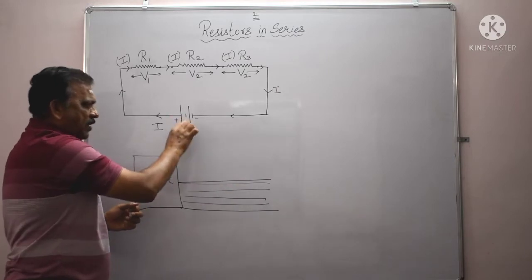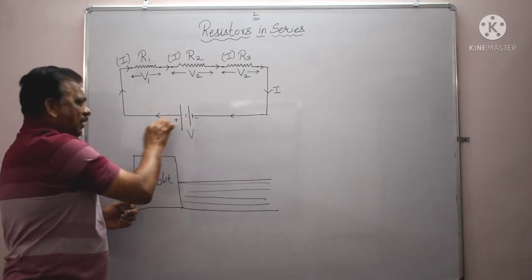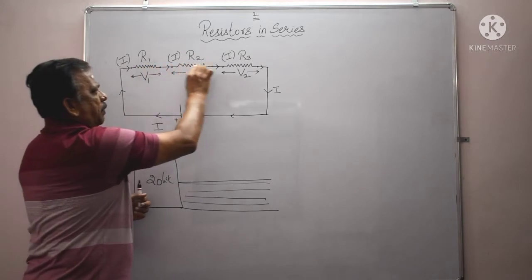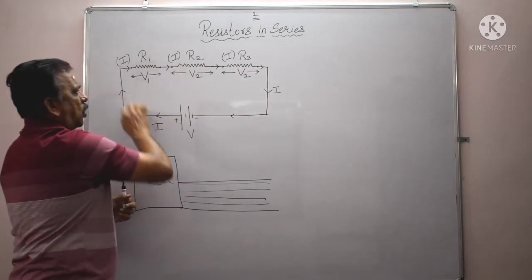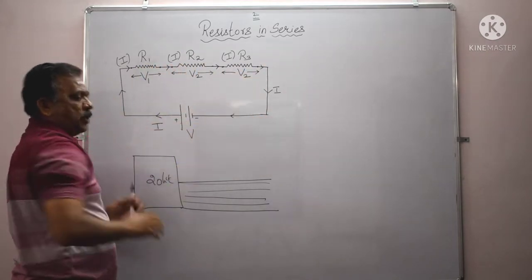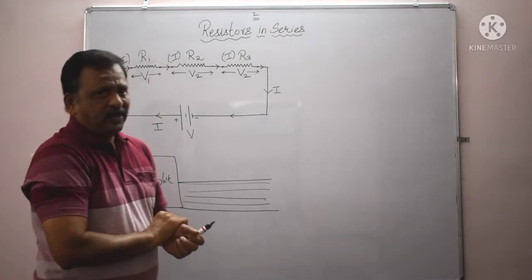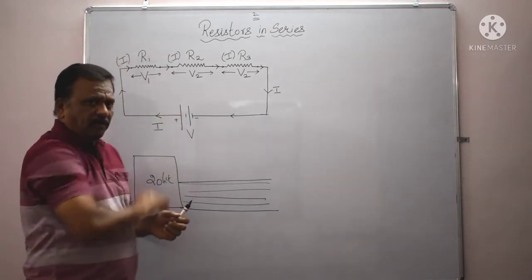In the same way, the same current that the battery supplies will flow through all the components. Because all the components here in series combination put together form only one path, or they offer only one path for the flow of current.